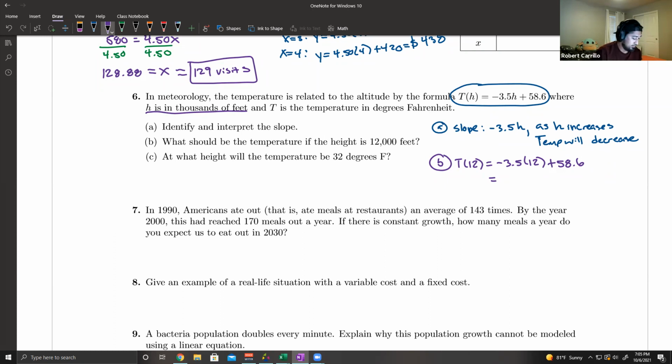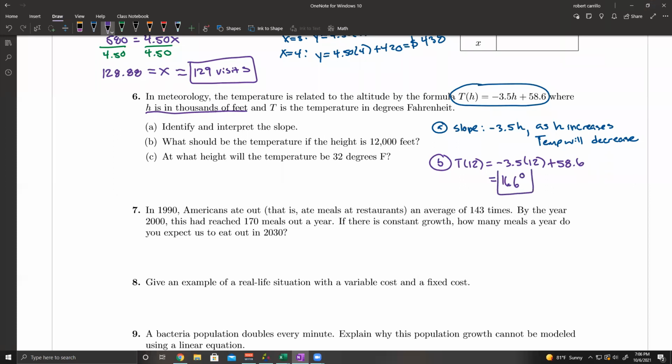Who's got it? I got 16.6. There you go. 16.6 degrees. So check your calculations again. But yeah, 16.6 degrees. Okay.